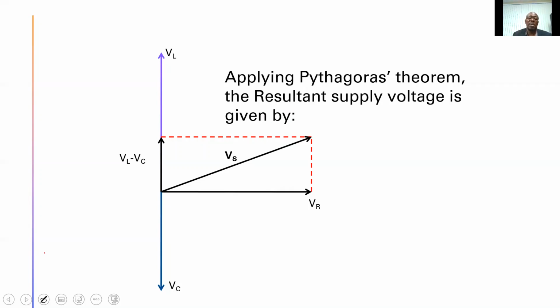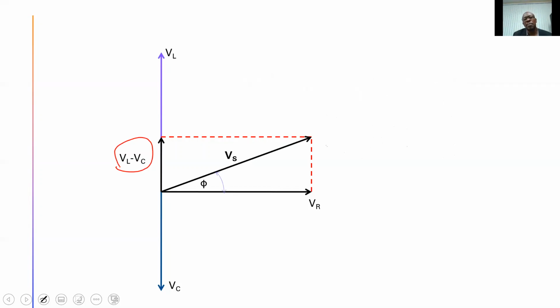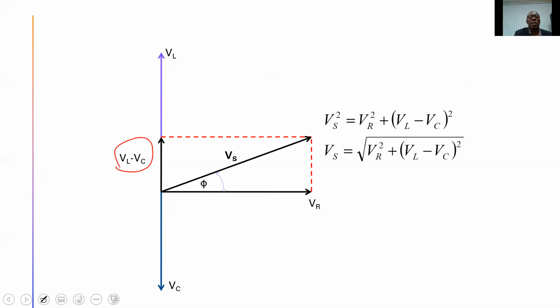And I can use Pythagoras' theorem to determine the relationship between Vs, Vr, and the difference we have here, VL minus Vc. Let's do that. Vs squared is equal to Vr squared plus (VL minus Vc) all squared. And we therefore have an expression for Vs, which is equal to the square root of Vr squared plus (VL minus Vc) all squared.